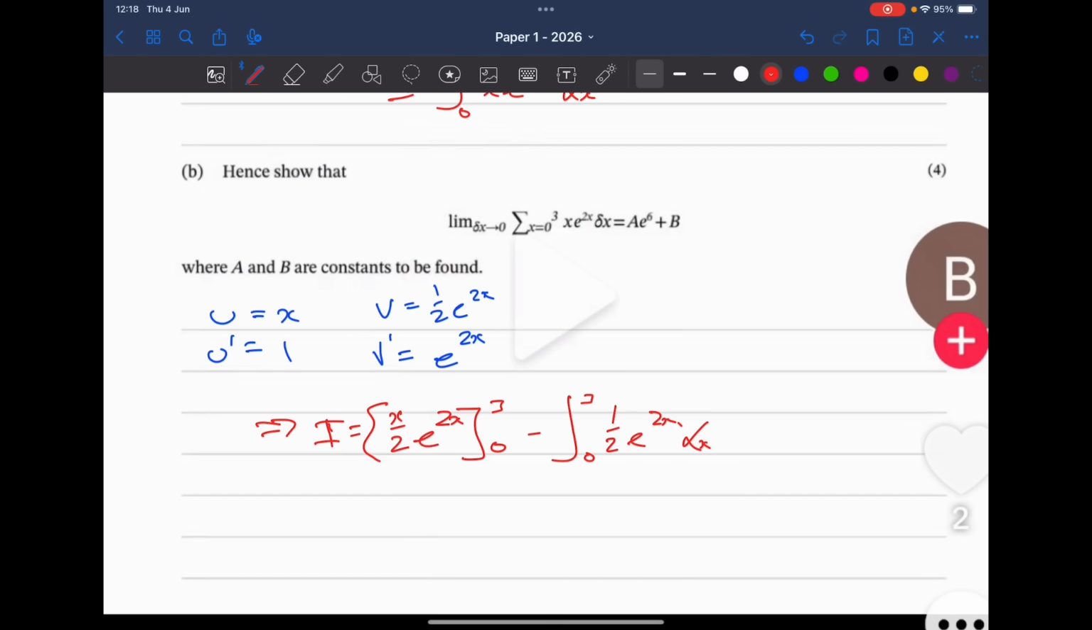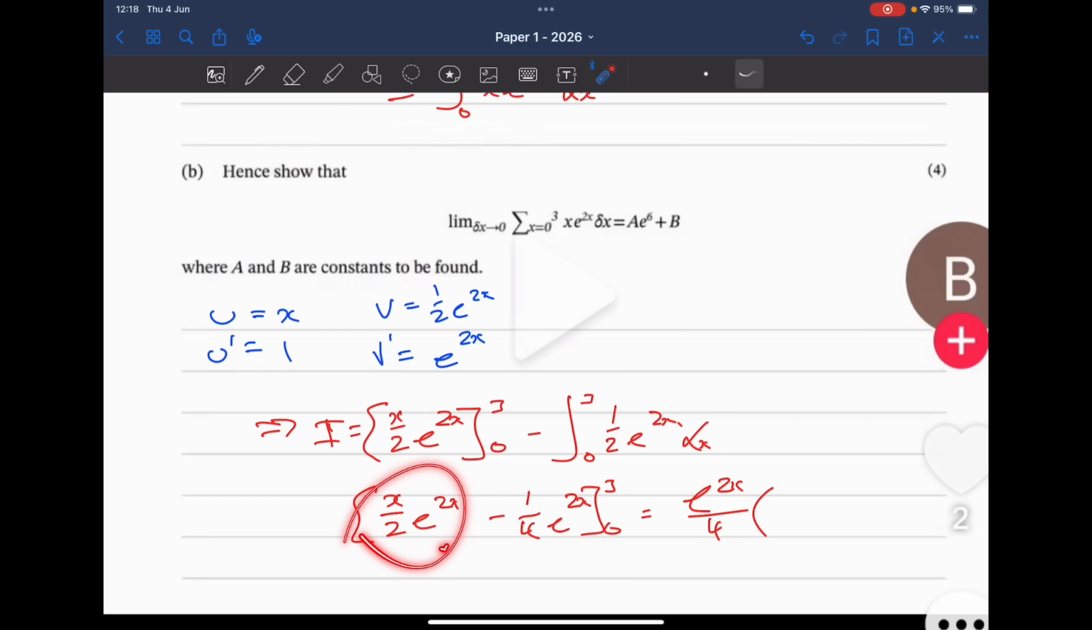Perform that integral quickly, what do we get? We get a negative quarter e to the 2x. Still got this bit, x over 2 e to the 2x with limits 3 and 0. And I'll factorise out, makes it a little bit easier to work out what's going on. So I'm going to take out a factor of e to the 2x over 4, and what we have then is 2x on the end, just minus 1.